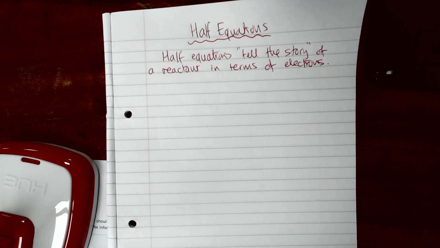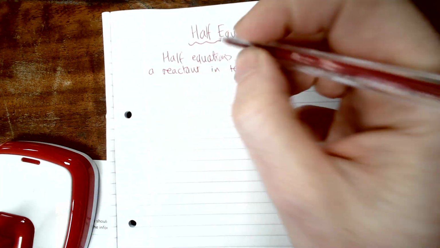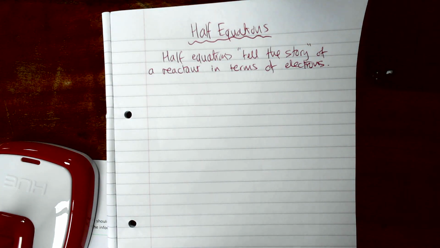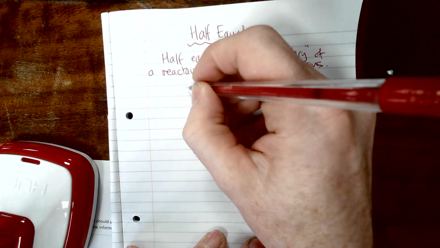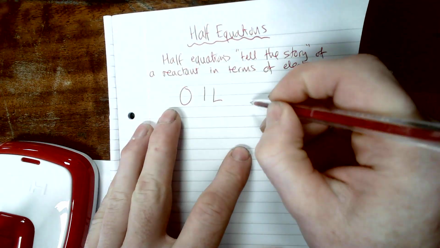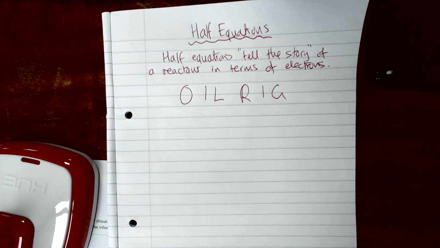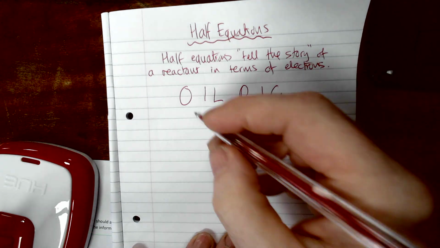So a lot of chemical reactions involve the movement of electrons. Not all chemical reactions, but a lot of them do. So in some chemical reactions, chemicals lose electrons and something else will gain electrons. So I'm going to introduce this idea, or reintroduce it to some of you. Oil rig. Okay. So some chemical reactions involve movement of electrons. In fact, an awful lot of them do.